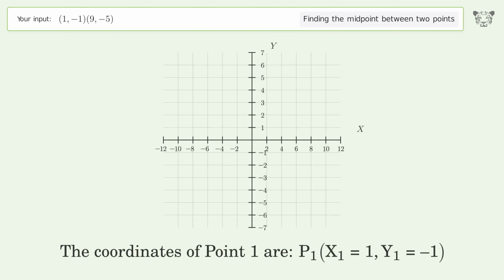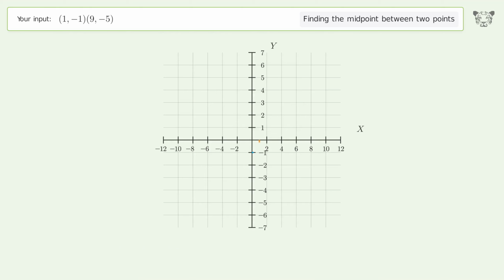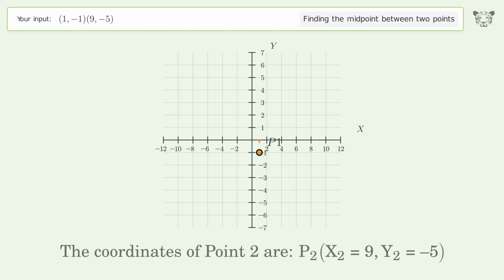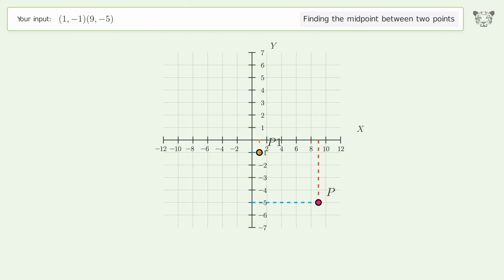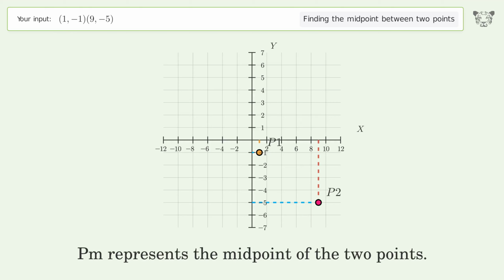The coordinates of point 1 are x1 equals 1, y1 equals -1. The coordinates of point 2 are x2 equals 9, y2 equals -5. PM represents the midpoint of the 2 points.